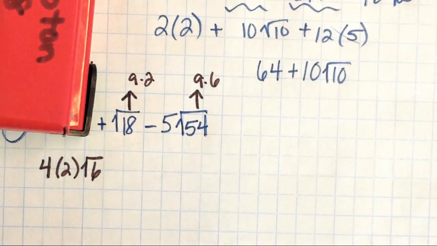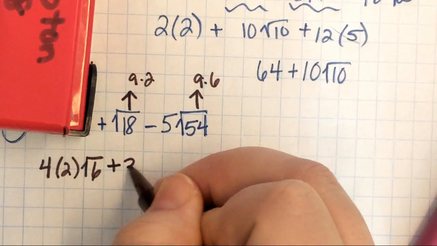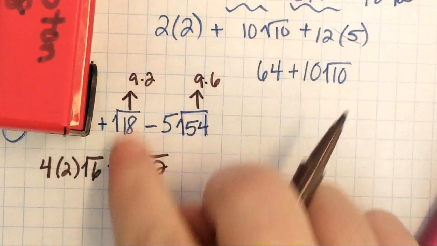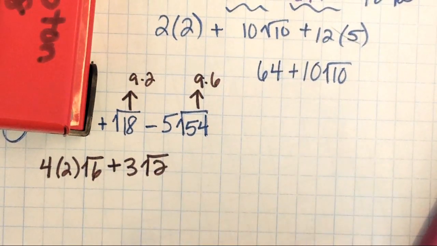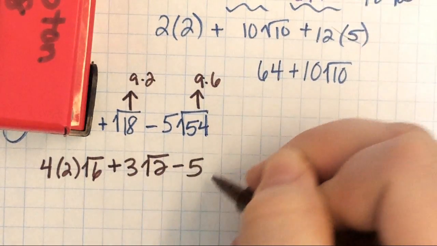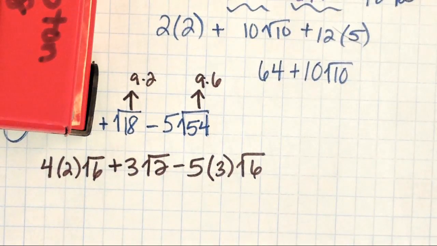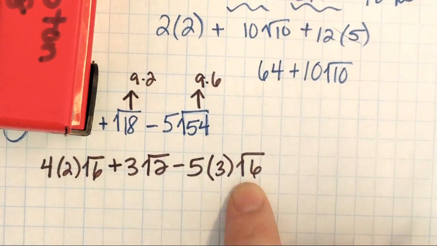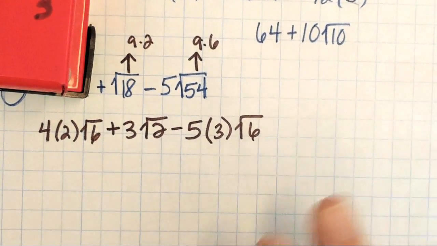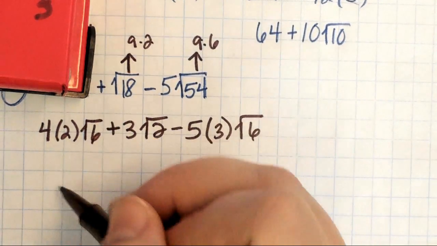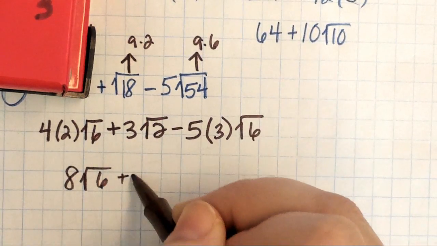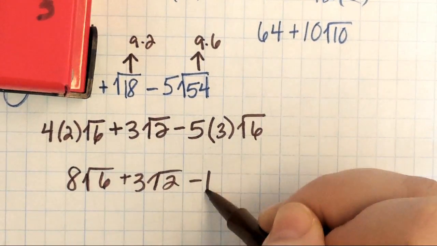As for the 18, I know it's going to be 3 square roots of 2 because the square root of 9 is 3, so a 3 comes out, a 2 is left under the house. Yes, answer. Oh, bless you. I thought you said question, and I said answer because I was being smart. Square root of 6, square root of 9 is 3. 4 times 2 is 8. 8 square roots of 6 plus 3 square roots of 2 minus 15 square roots of 6.